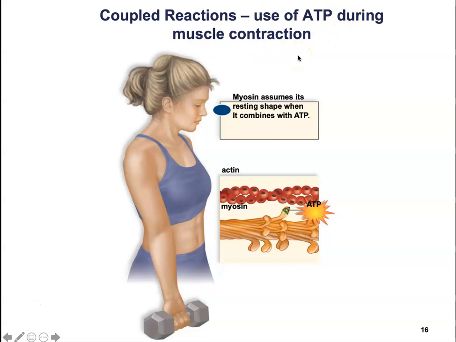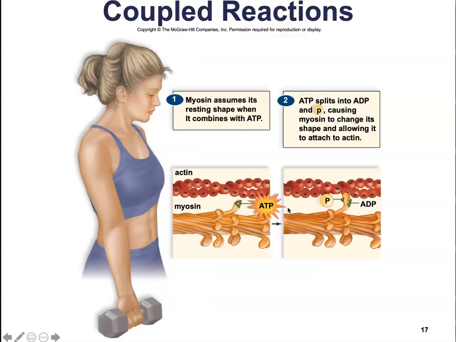Here's just an example, showing it on a bigger picture, okay? It says here, resting shape when it combines with ATP. This is myosin and this is actin, right? So remember, actin and myosin interact with each other during muscle contraction, okay? And the interaction and the muscle contraction is dependent on, it requires ATP, okay? So you can see ATP bound to that myosin there. All right, so now that ATP is converted to ADP, right? And energy is liberated, okay?